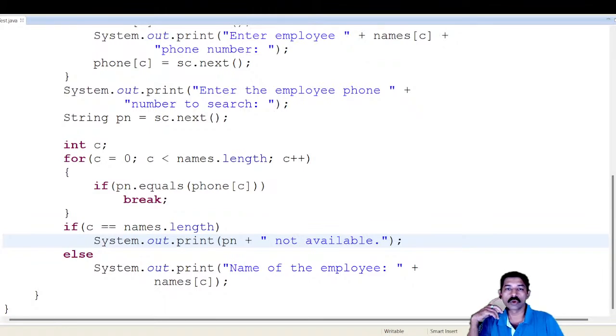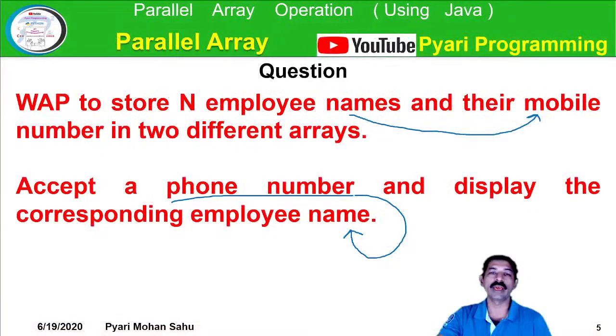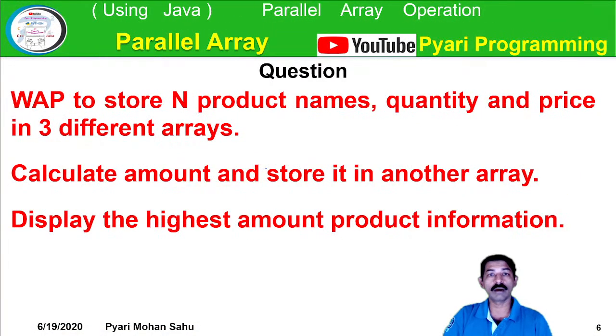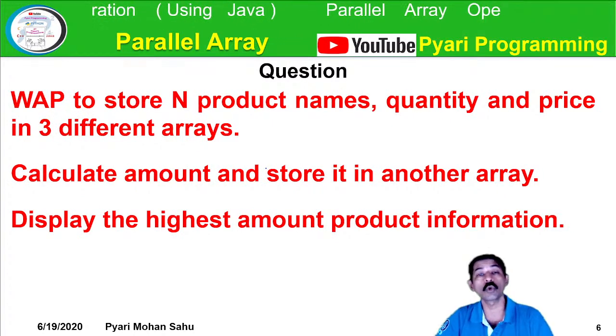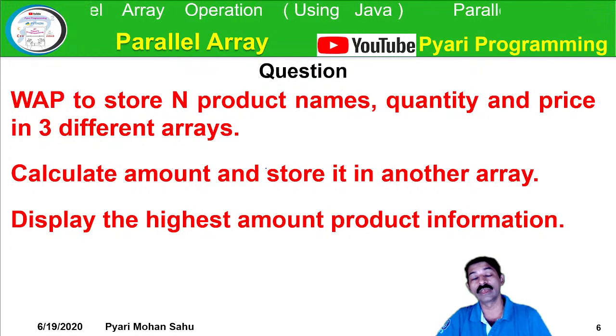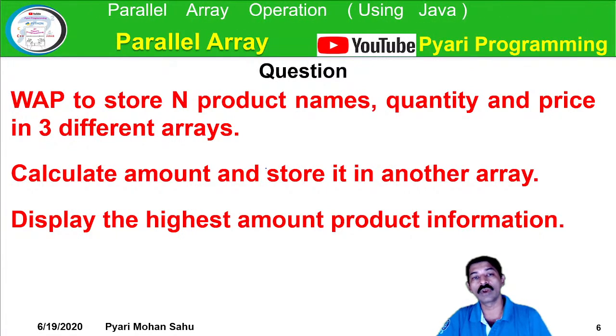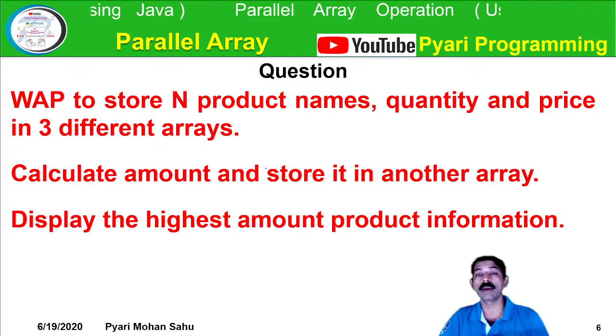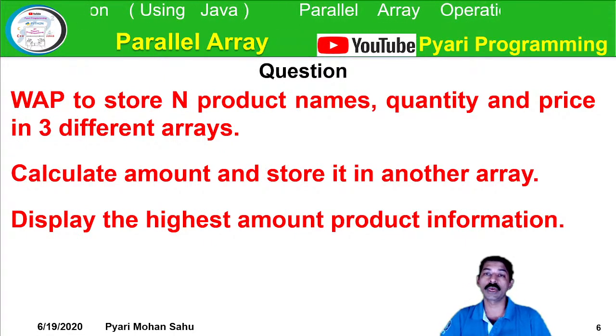Okay. So now a little bit more tricky question is coming for you. Now let's see. Write a program to store n product names, quantity, price in 3 different arrays. Calculate the amount and store it in another array. Display the highest amount product information.